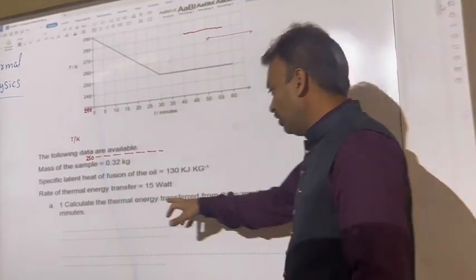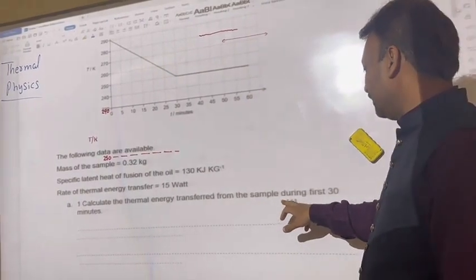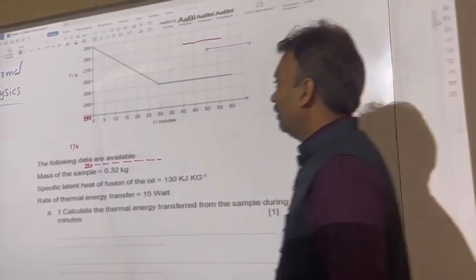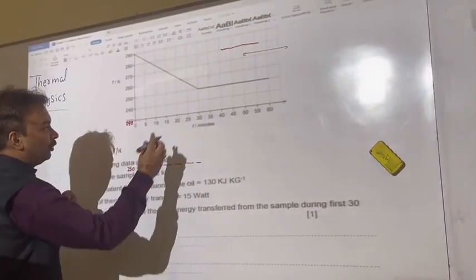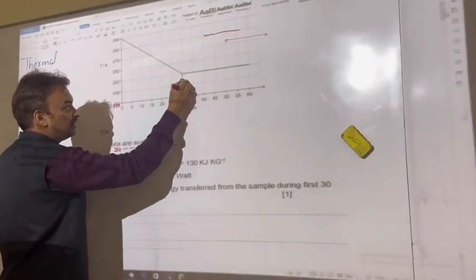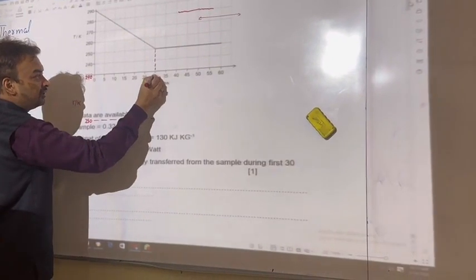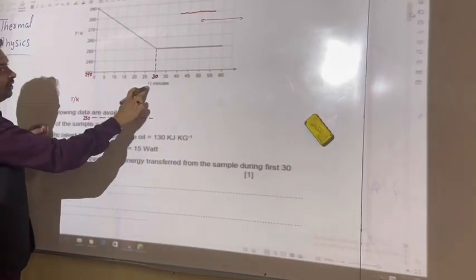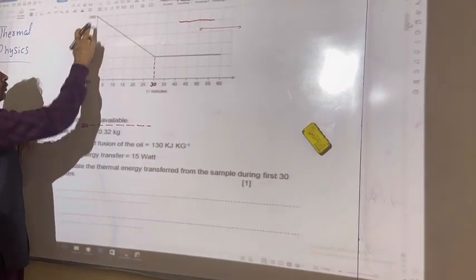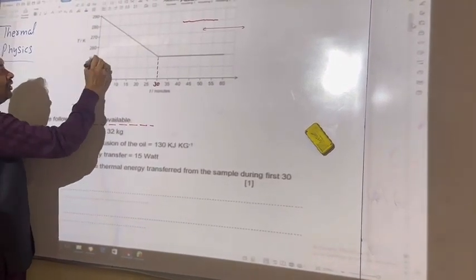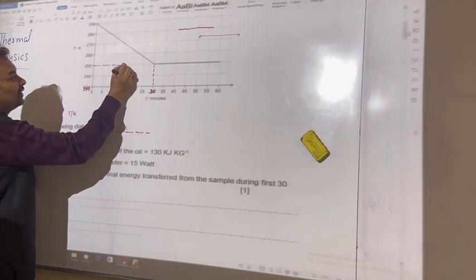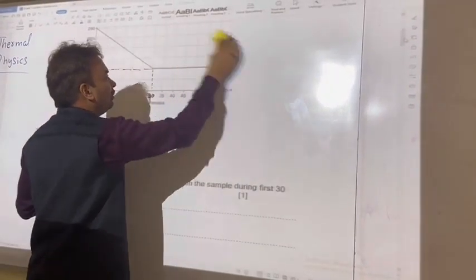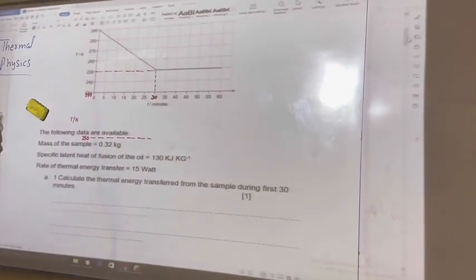Then calculate the thermal energy transferred from the sample during the first 30 seconds. First 30 seconds means up to here. This is the first 30 seconds. So in the first 30 seconds, the temperature is reduced from 290 Kelvin to 250.